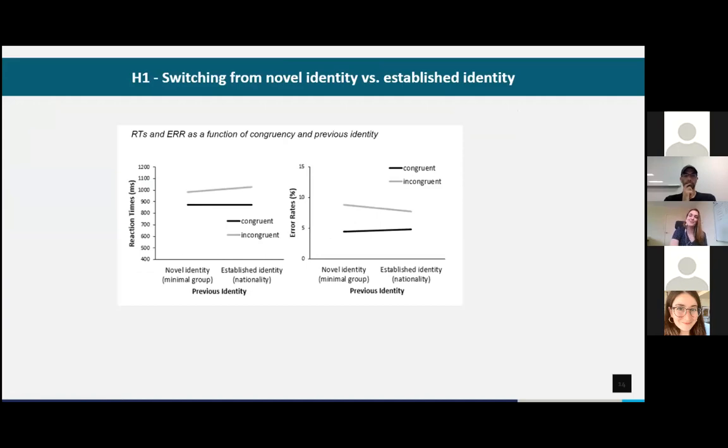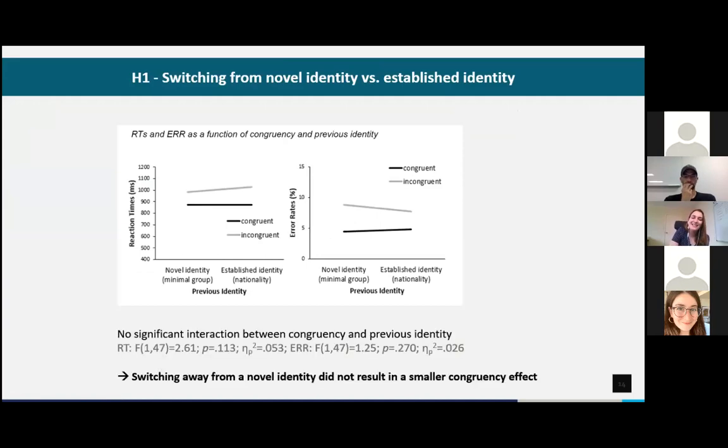And this is what we found. There was no significant interaction in either reaction times or error rates. So the switch was similarly effective, both for novel and established identities. So indeed, novel identities seem to be very quickly either integrated into the self or at least not interfering with the switching process.